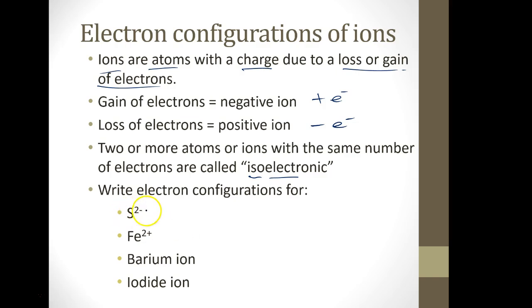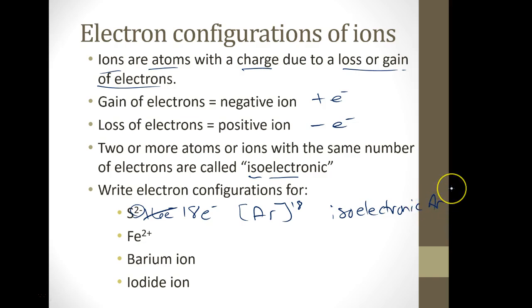Okay, so writing the electron configurations, here's where the shortcut rule is a good idea. If you had S2 minus, well, S normally has 16 electrons. That negative 2 means it's actually up to 18. And if you're doing the shortcut with the noble gases, guess what? Argon has 18. So it is isoelectronic to argon. Fe2 plus normally has 26, but with that 2 plus means it's down to 24. So it's isoelectronic to chromium, which is argon, 18, 4s2, 3d4.